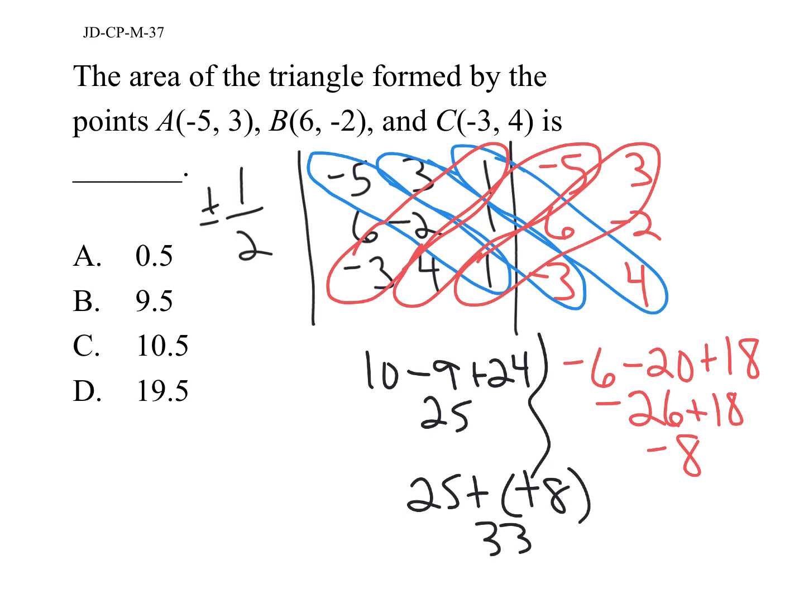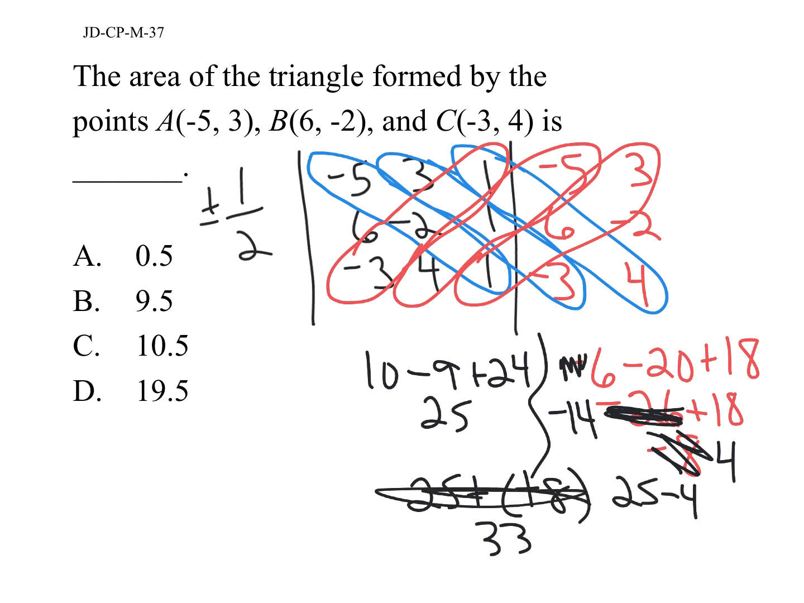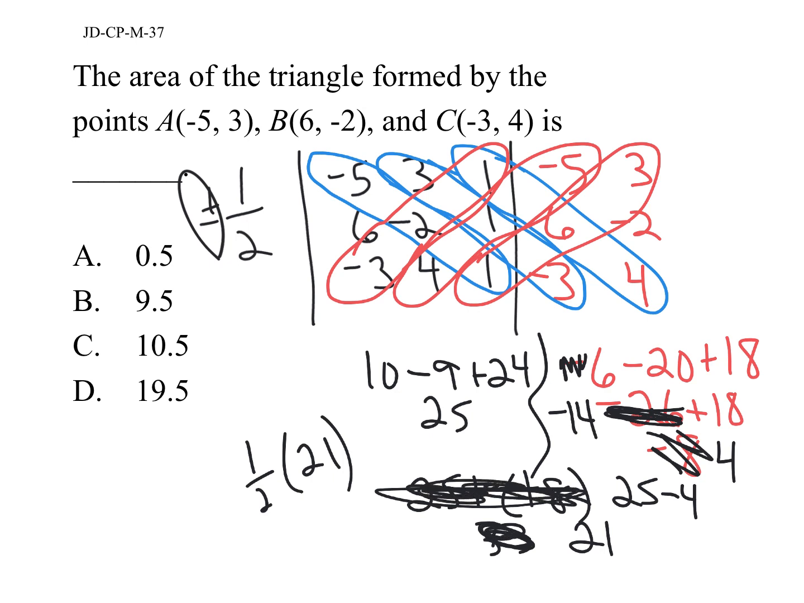Okay, I just noticed a mistake I made on that first red diagonal. That should have been a 6 instead of a negative 6. So this would be negative 14 plus 18, which is 4. So we've got 25 minus 4, which is 21. And then we need to take half of that. The plus or minus is just so that if this had come out negative, we make sure our answer is positive because area has to be positive. So half of 21 would be 10.5, which would be choice C.